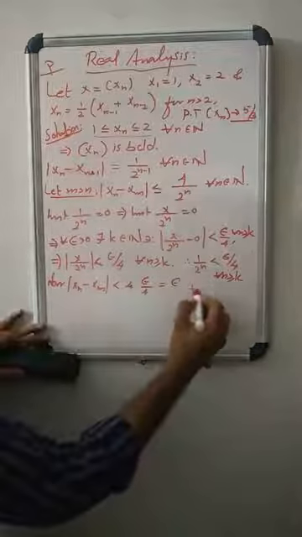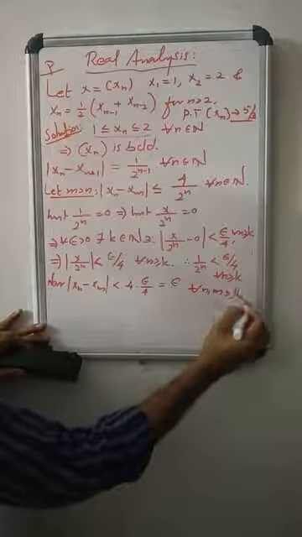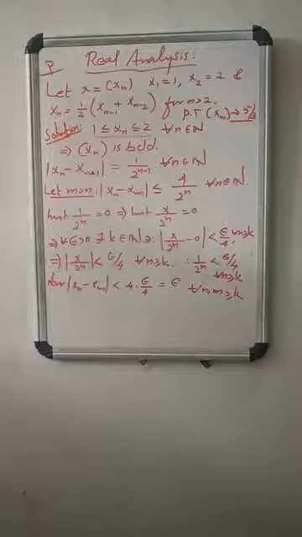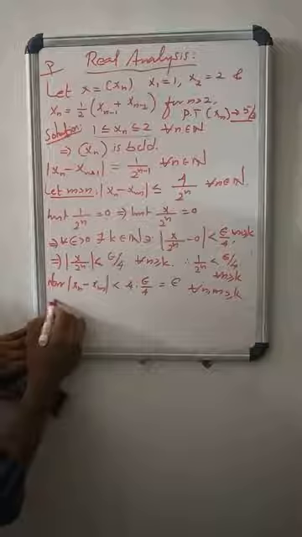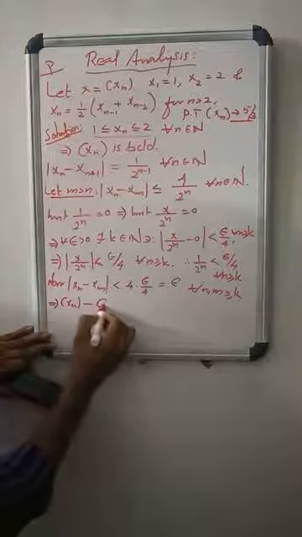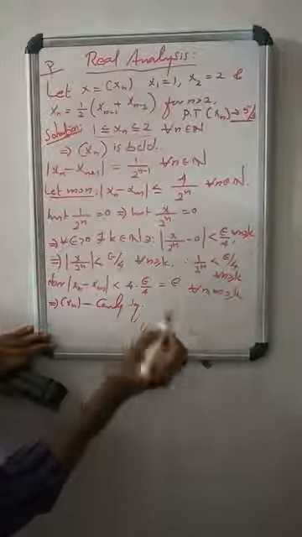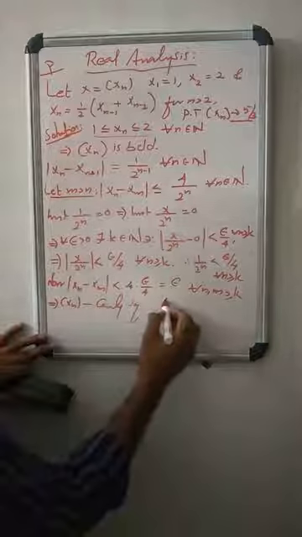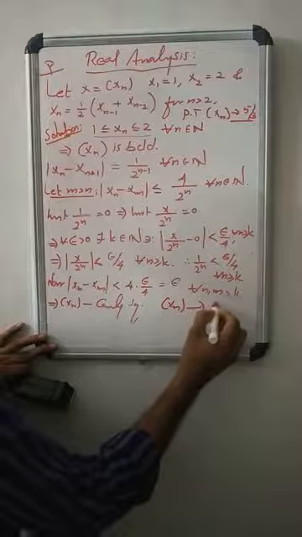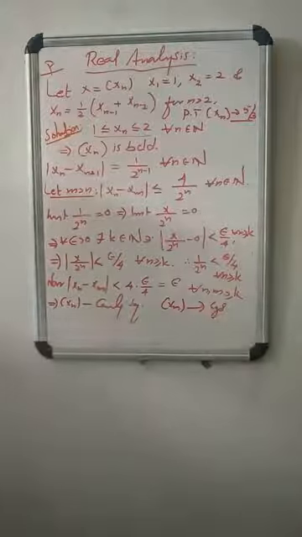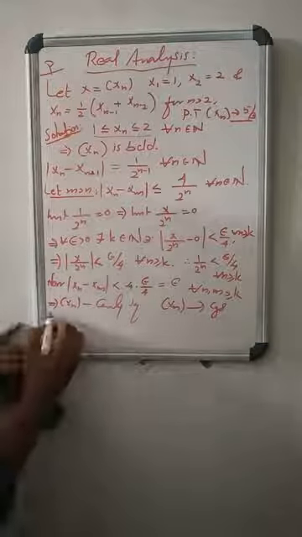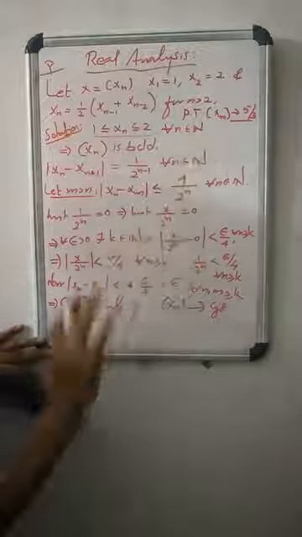So modulus of xn minus xm is strictly less than epsilon for all n greater than or equal to k. That means the sequence xn is a Cauchy sequence. It is Cauchy and bounded, therefore xn converges. Agreed. Now to prove limit xn equals 5 by 3.